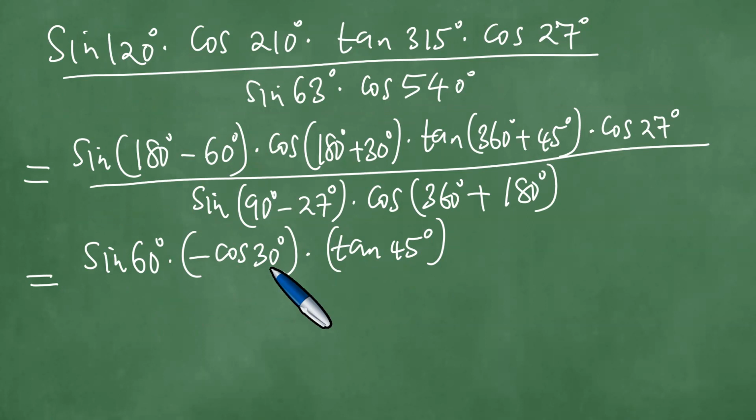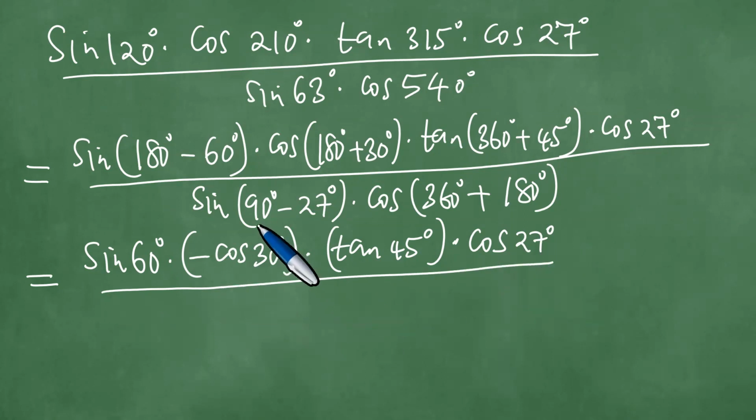So we continue. So this one is cosine 27 degrees. And this one, 90 minus. In each quadrant is 90 minus. The first, right?